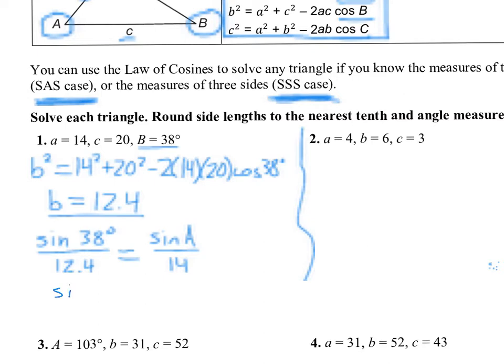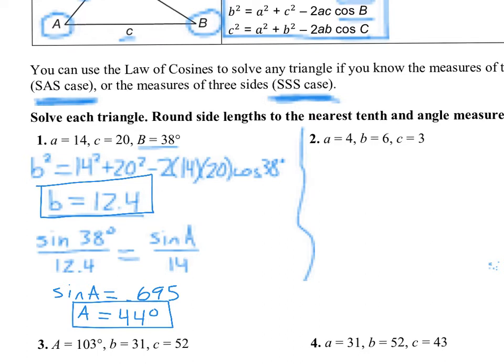You get sine A equals 0.695. Doing inverse trig, you get that A equals 44 degrees. So we have angle A, side B, and now all we need is angle C, and we know that all the angles have to add up to 180 degrees. 44 plus 38 is 82, so angle C has to be 98 degrees.